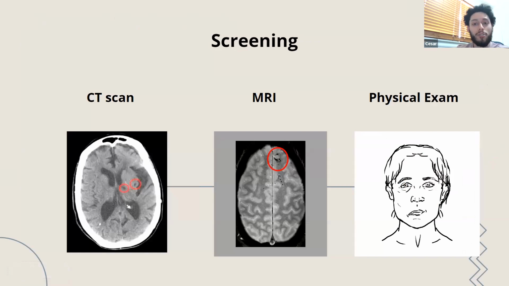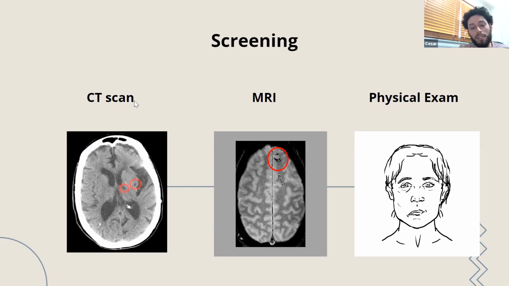All right, so moving on into the screening. So with screening, there's various types of ways that a patient can be screened for a stroke. So there's a CT scan, MRI, and a physical exam. So with the difference between a CT scan and an MRI, just to put it in simple terms, a CT scan usually uses X-rays to make a detailed vision of the brain, and an MRI uses a magnetic component to make a detailed vision of the brain.